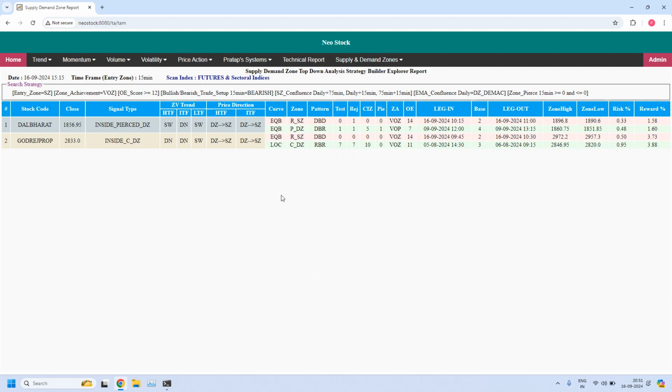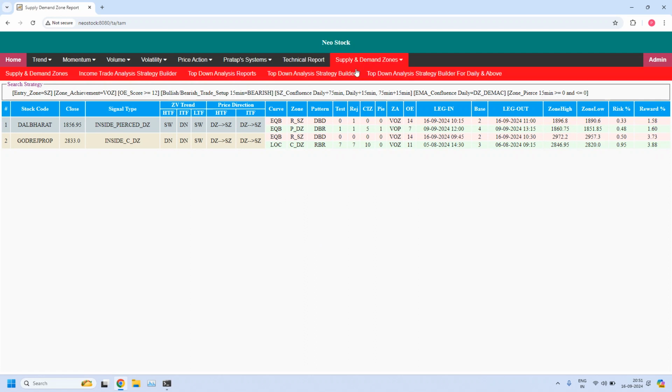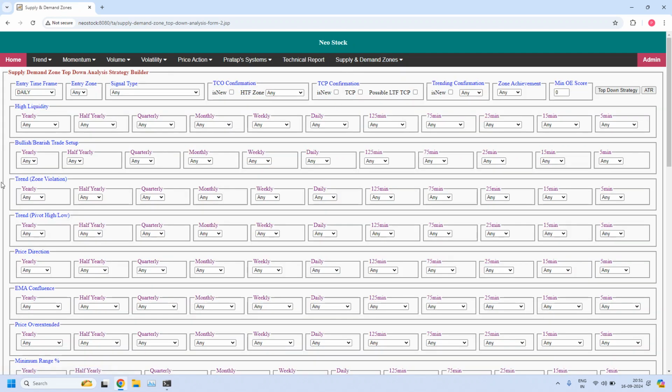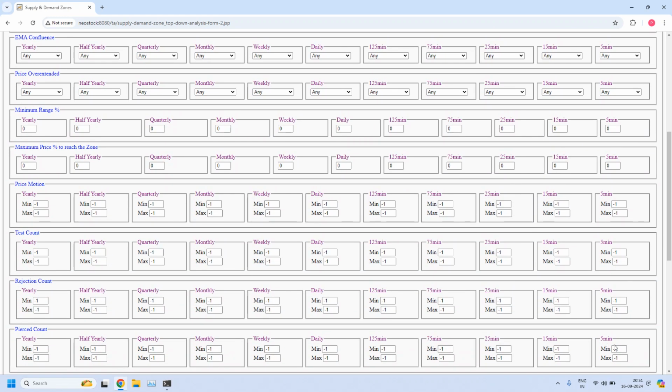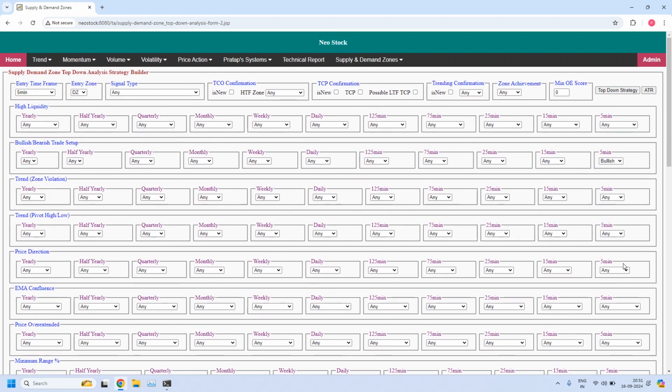Next, bullish trade setup for hourly income trade. Entry time frame is 5 minutes. Entry zone is the demand zone. And in bullish or bearish trade setup at 5 minutes, I am selecting bullish. And the 5 minutes demand zone should not be pierced. So in the pierced count at 5 minutes time frame, minimum value I am entering 0, maximum value entering 0. That means the zone is not pierced.